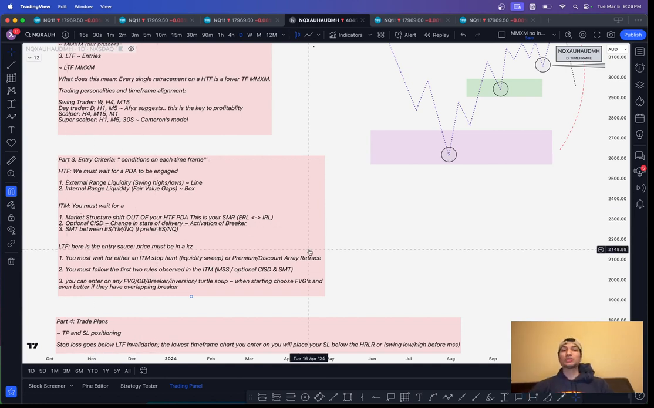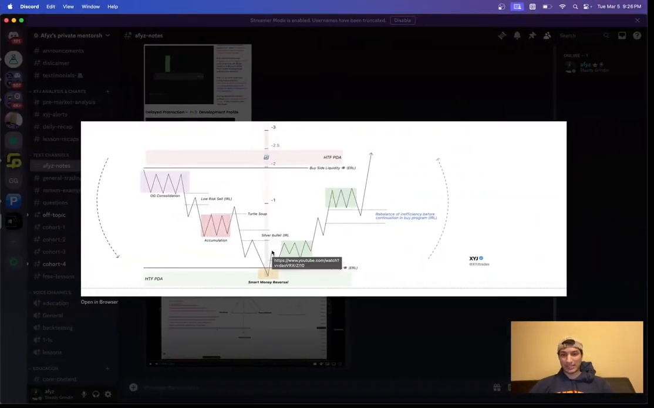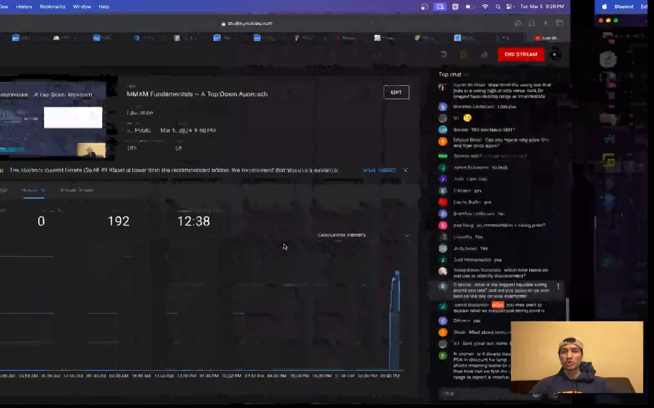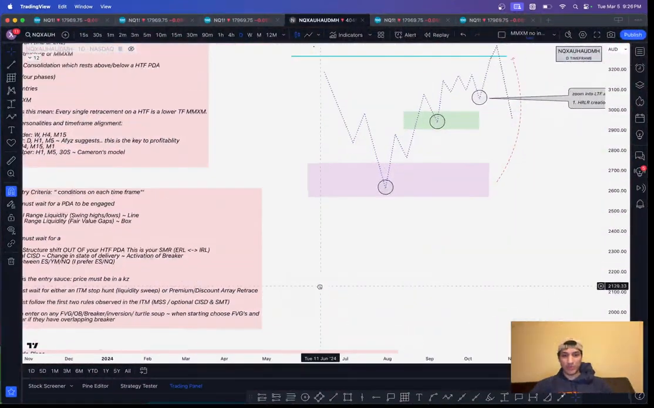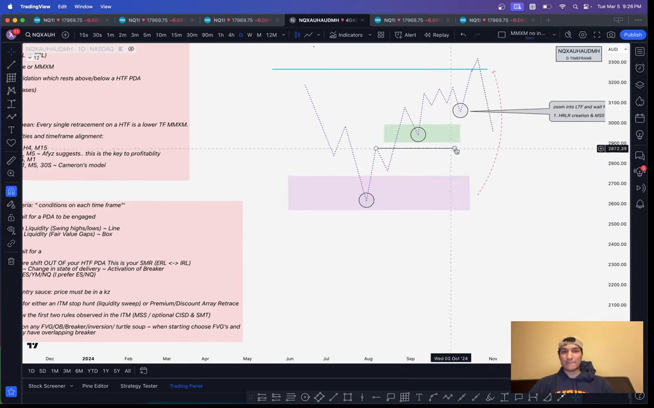One, we want to see a market structure shift out of our higher time frame PD array. You guys can see that in my schematic. We want to see something like this. A swing high be put in, and then us close through that swing high. For example, right here, we close through this swing high. This is our daily PD array. We're getting a market structure shift above this high.